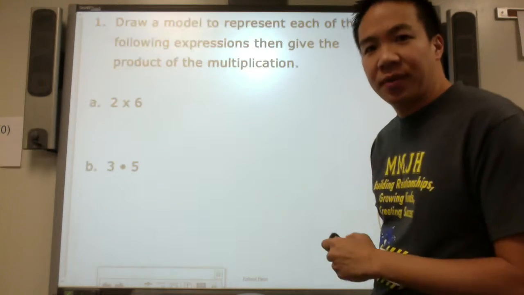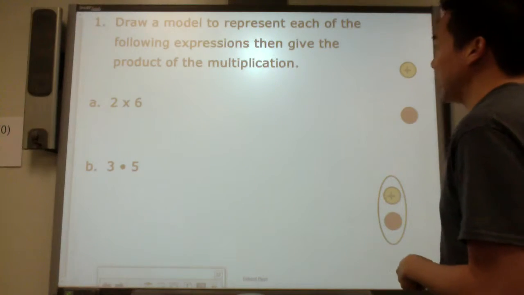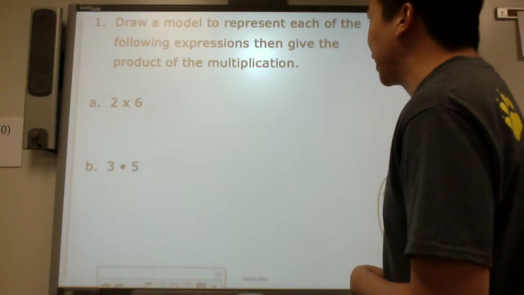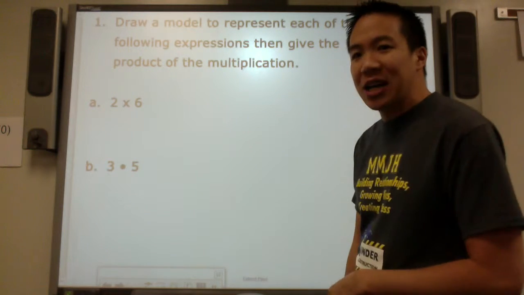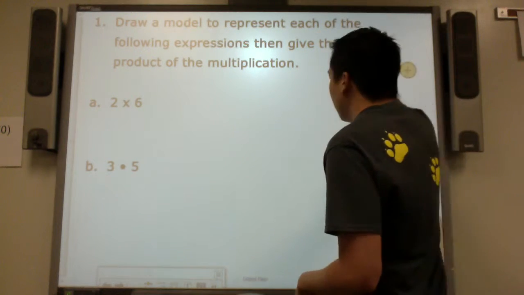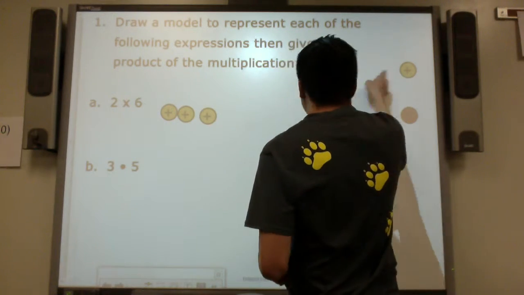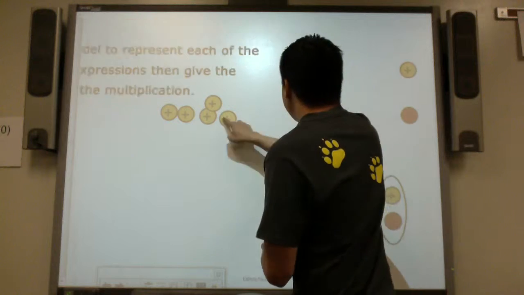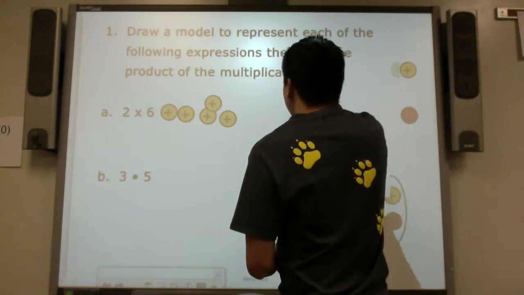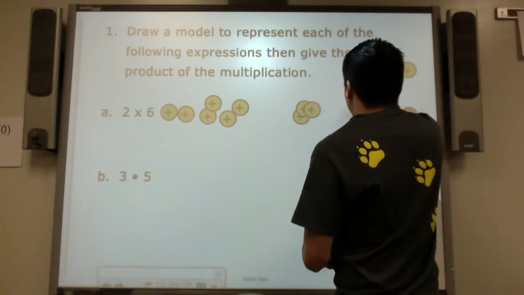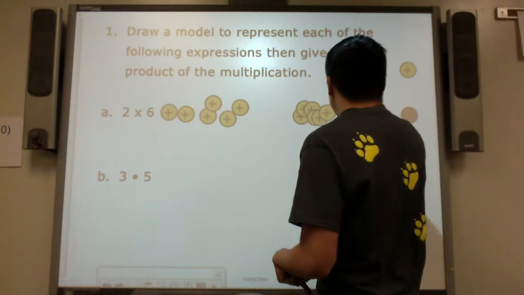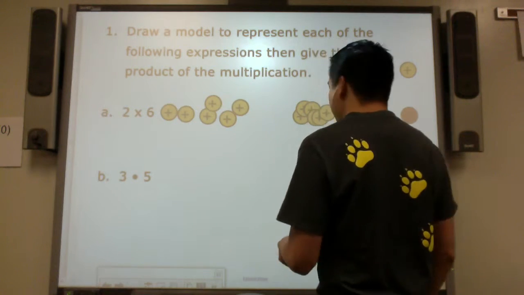So very easy. Draw a model, represent each of the following expressions, then give the product of the multiplication. 2 times 6. Yes, I'm going to make you do this. 2 times 6 means 2 groups of 6. 1, 2, 3, 4, 5, 6. So that's 12.